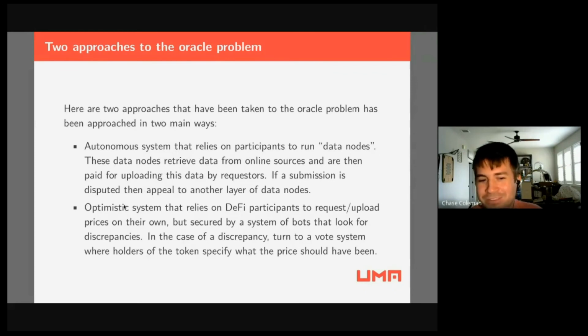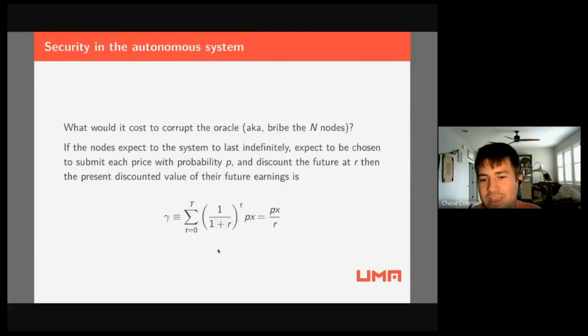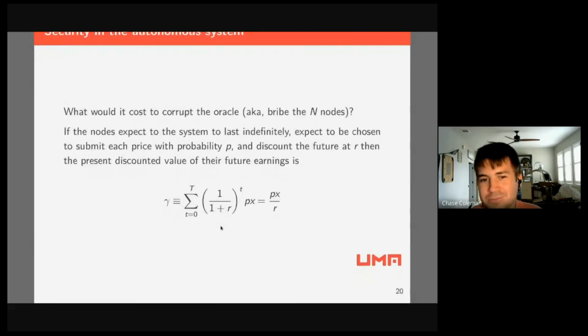The second is what I think is the optimistic system, and it relies on DeFi participants requesting and uploading prices on their own, but it's then secured by a system of bots that look for discrepancies. And in the case of a discrepancy, it turns to a vote system where holders of a particular oracle token specify what the price should have been. We talked briefly about what it would take to corrupt each of these two systems.